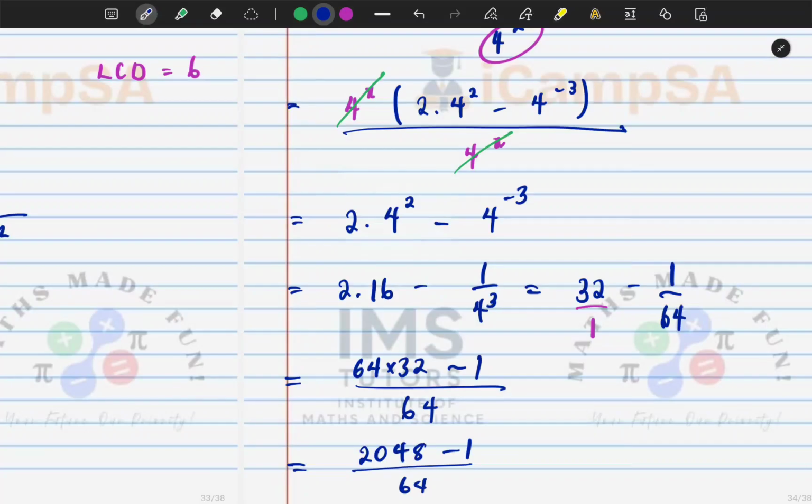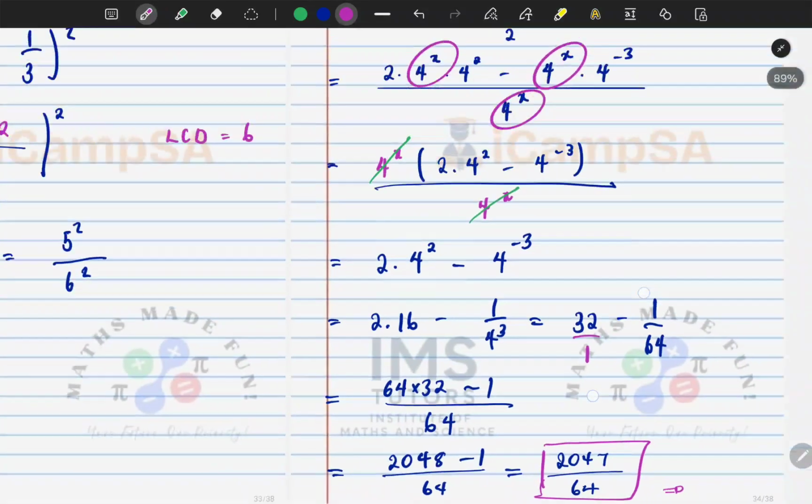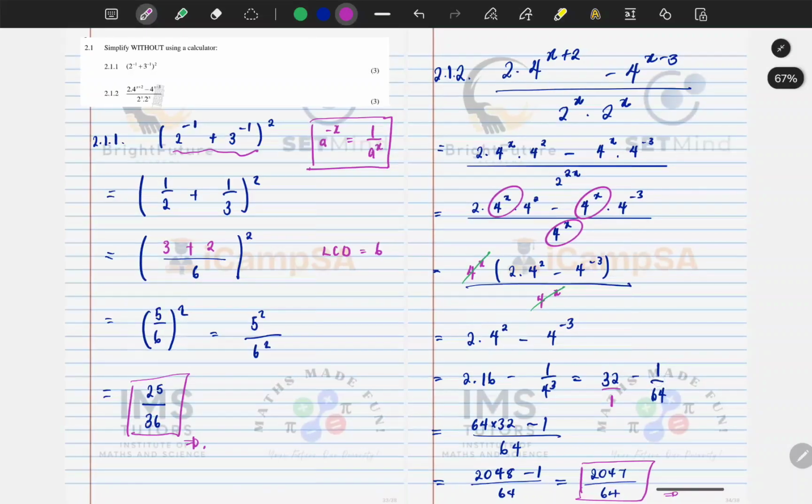Then I'm going to have 2047 all over 64. And then I end here. This is my final answer. So this is how we solve 2.1. Now let's move on to the next question.